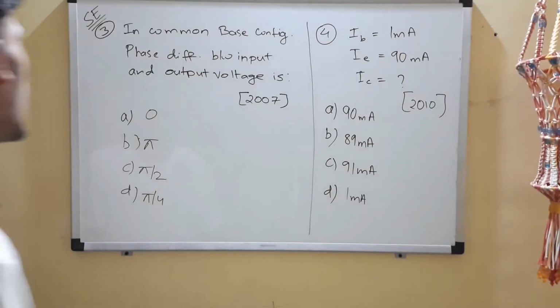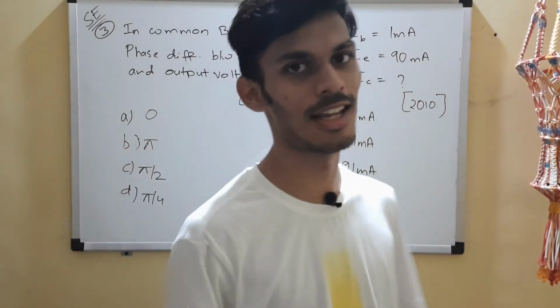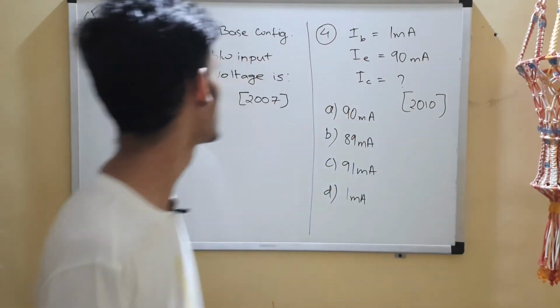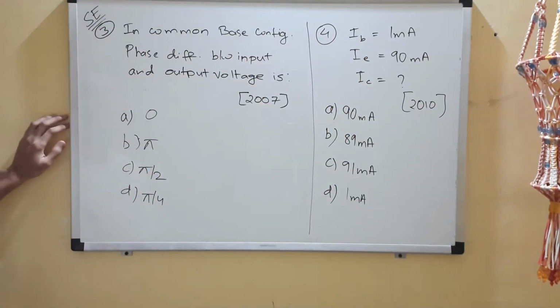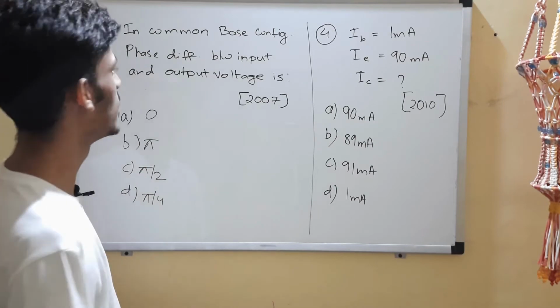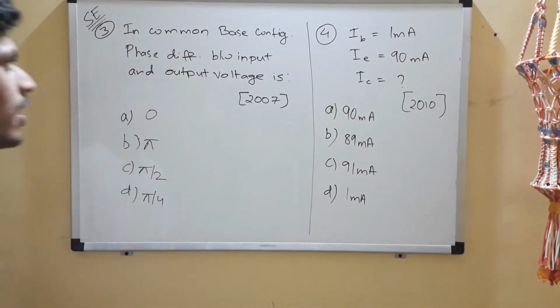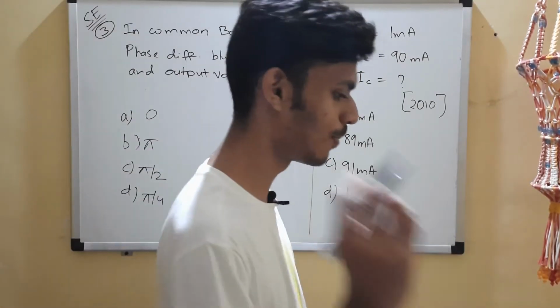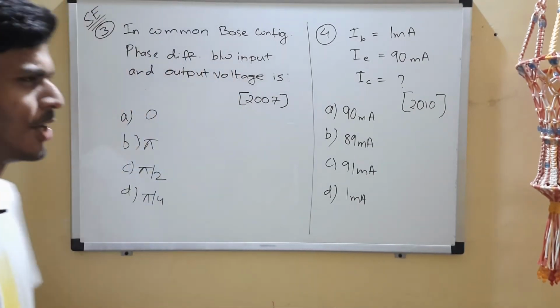So question 3 and 4 over here. Question 3 is again a fact based question. So in this question from 2007, you are asked, in a common base configuration, the phase difference between the input and the output voltage is. Okay, you should be ready with your answer in 3, 2, 1.